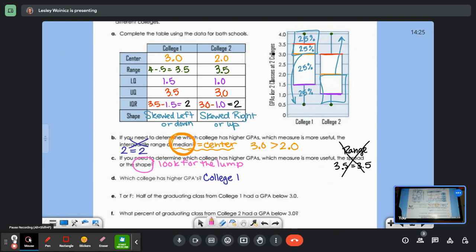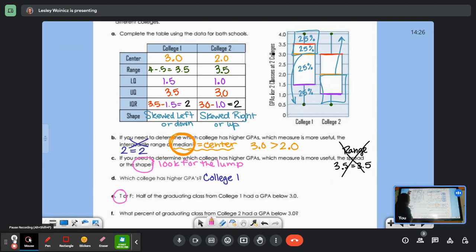All right, true or false? Hold on. Half of the graduating class from College 1 had a GPA below 3.0. It's true, but it kind of looks like it might be false because this is so huge looking, right? It looks like it should be more than half, but it's not. That's actually true. Okay, what percent of the graduating class from College 2 had a GPA below 3.0?